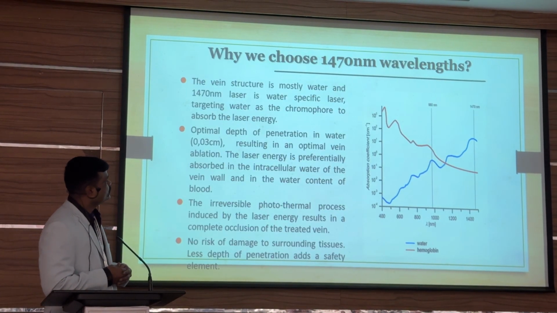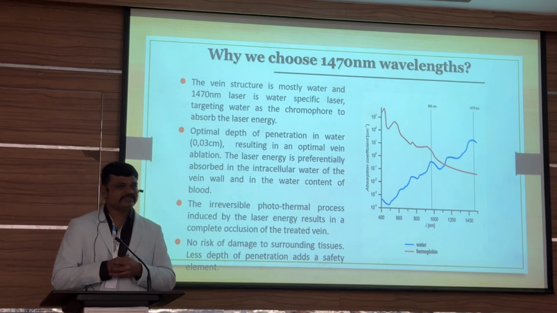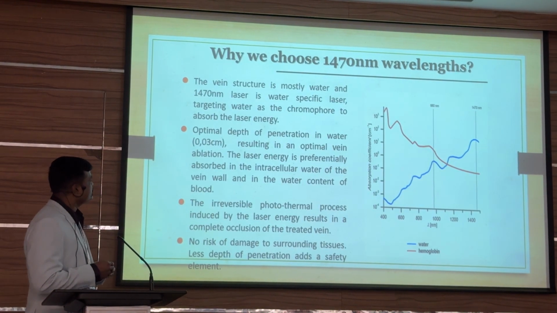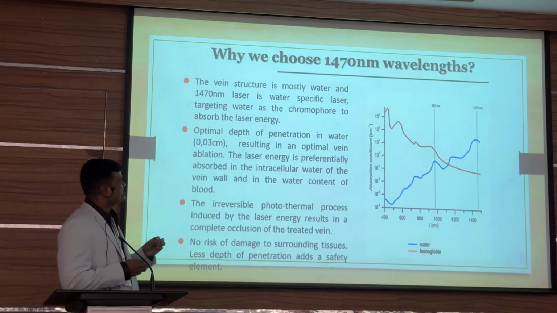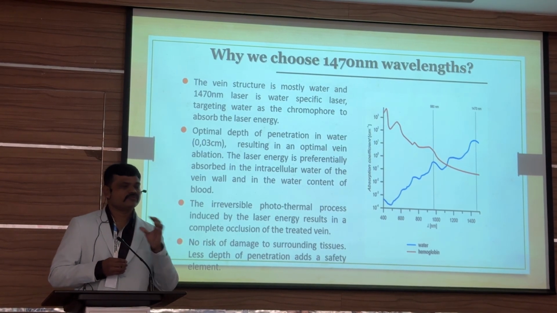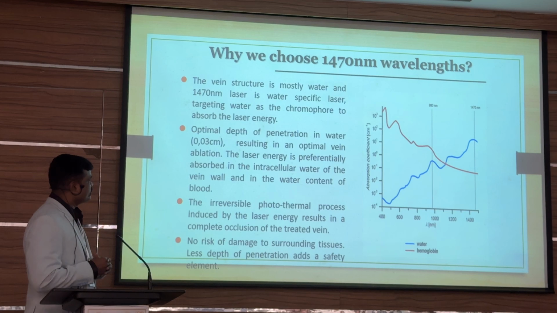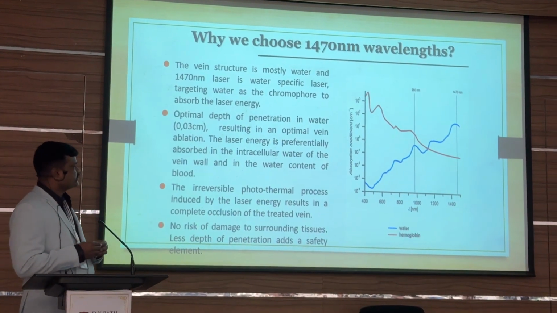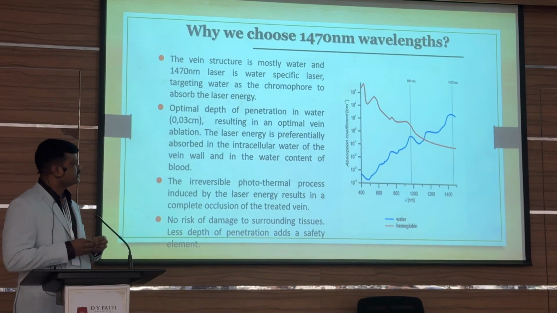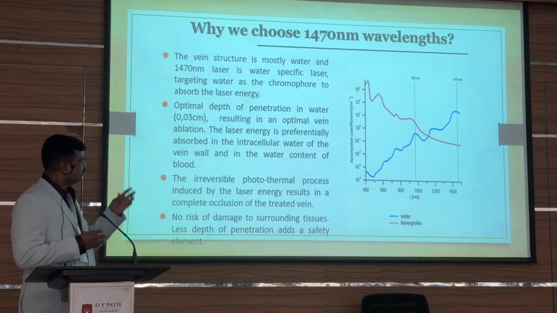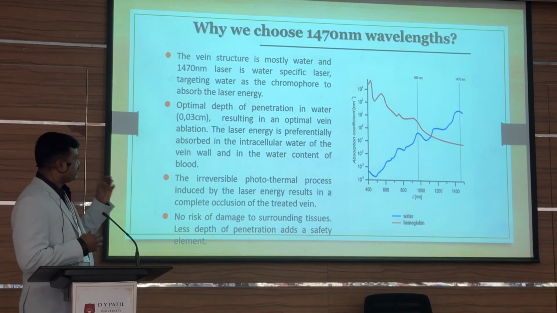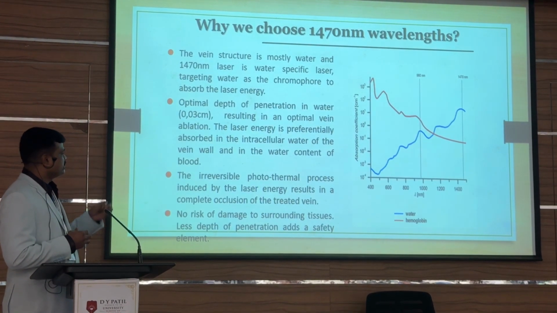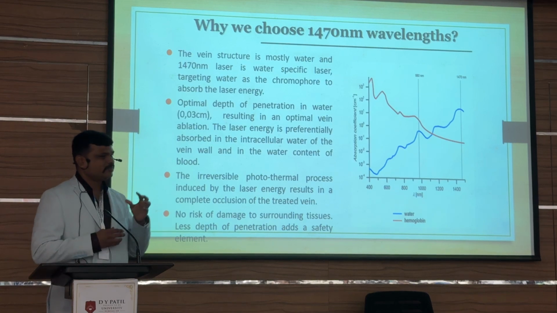Next. So why do we choose the 1470 laser? Because the vein structure is mostly water, and the 1470 nanometer laser is a water specific laser targeting water as a chromophore. This is the most important factor, and it absorbs the laser energy. An optimal depth of penetration in water is 0.03 centimeter, resulting in optimum ablation, and the laser energy is preferentially absorbed in the intracellular water content of the vessel wall and the water content of the blood.